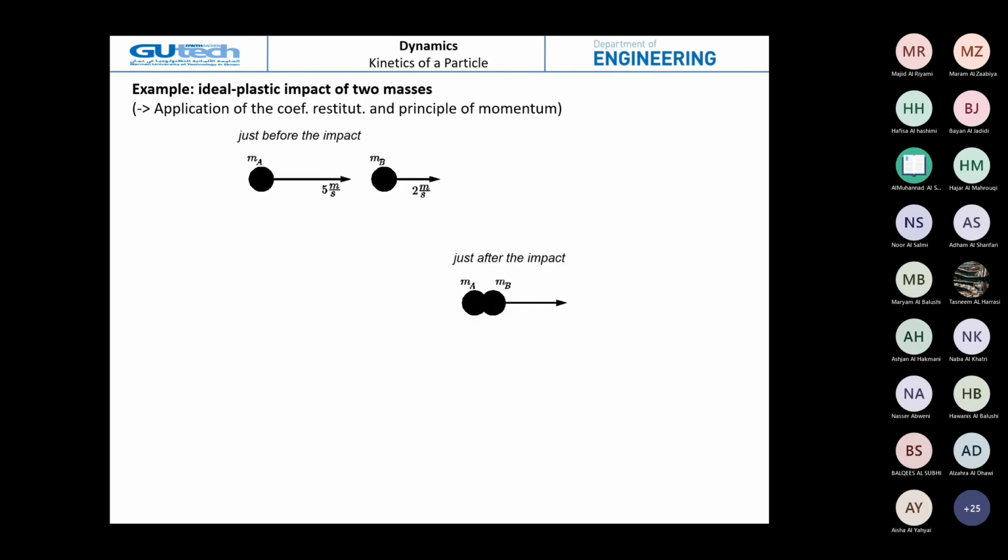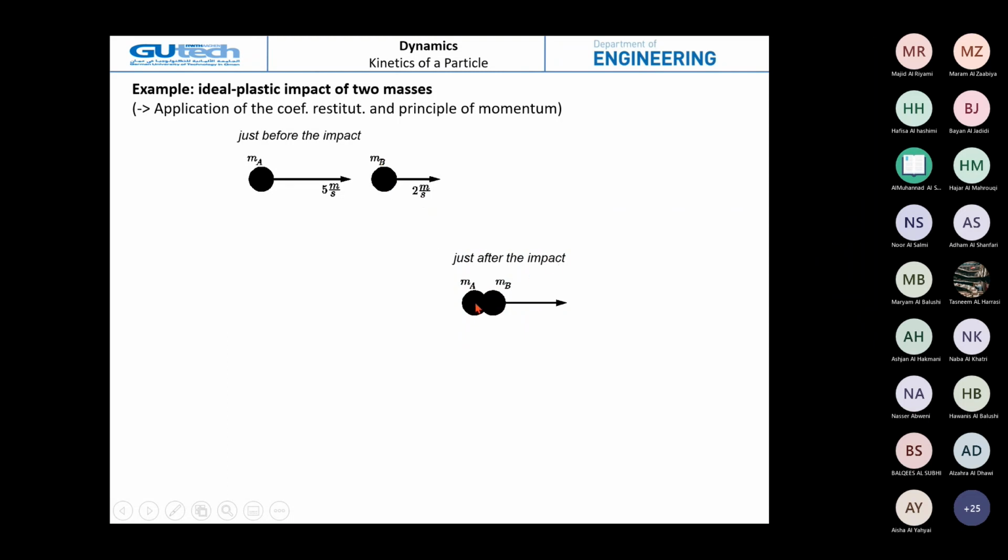Now we take the case of ideal plastic impact of the two masses. That means in this case, if we apply the equation for the definition of the coefficient of restitution, we have epsilon equal to 0, which is the opposite case of the perfectly elastic impact. We take the same initial condition just before the impact: 5 meters per second for MA and 2 meters per second for MB.